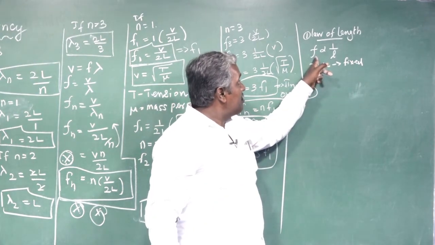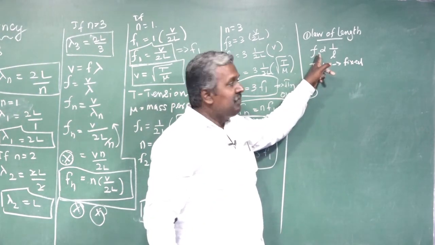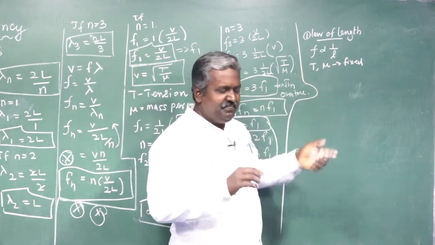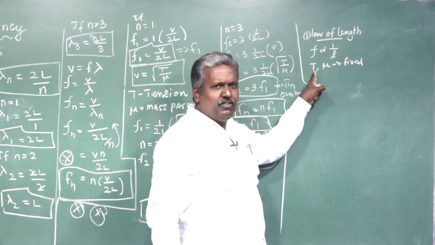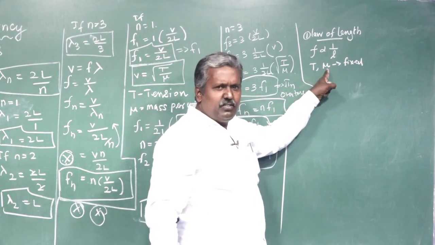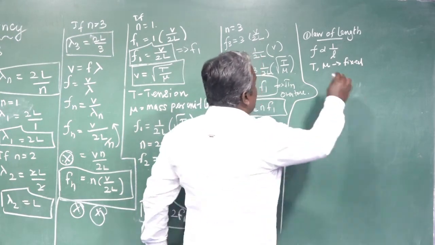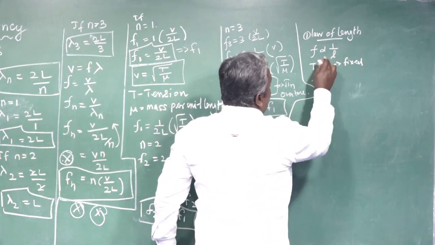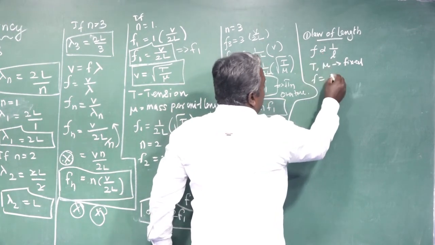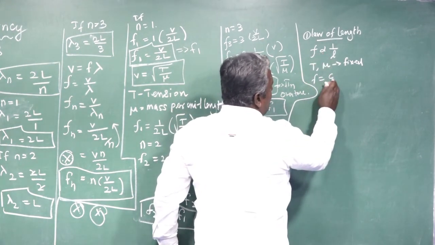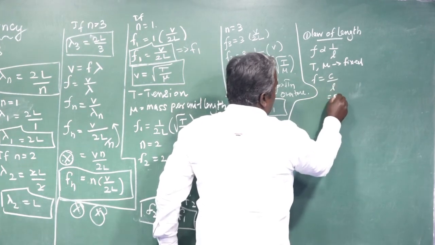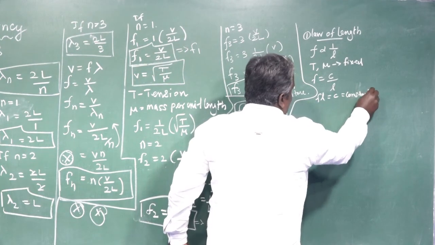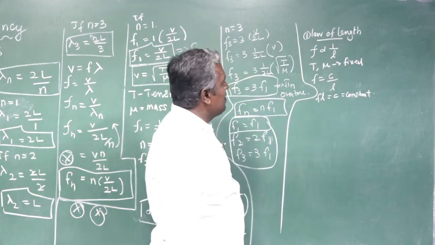But you must know what is meant by F, L, T and mu. T is tension produced in the string, and mu is mass per unit length. So frequency is inversely proportional to vibrating length. When we cancel this symbol, we must add one constant. Here C is constant. So C is equal to F L is equal to constant. This is the law of length.